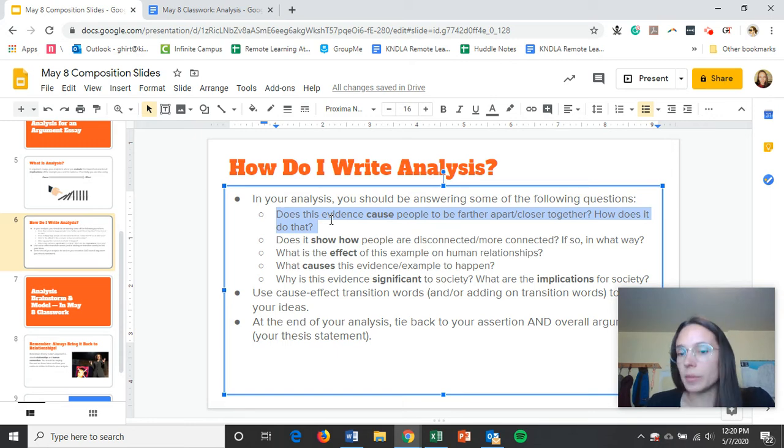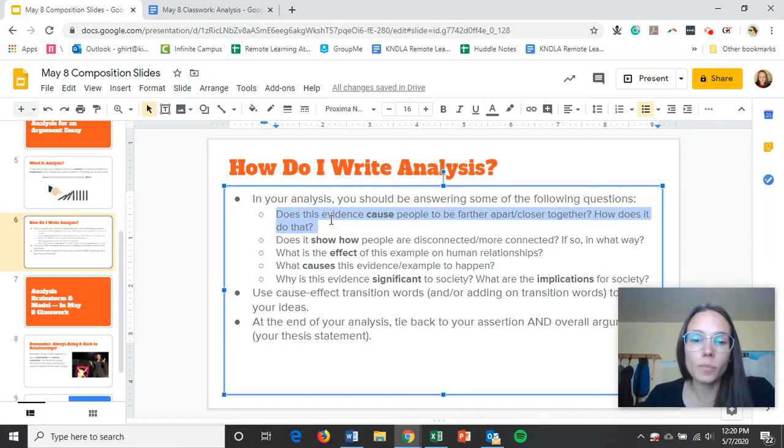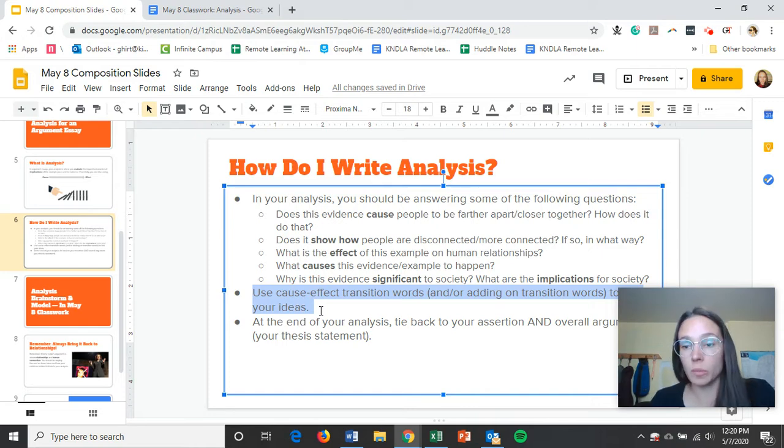You don't have to answer all of them in every analysis, but those are some analysis questions to help you get started. You should be using cause and effect transition words. Also, maybe some adding on transition words, maybe some contrast ones as well, but primarily cause and effect transition words to connect your ideas together, right? Show how they're related. And then at the end of your analysis, you need to tie back to your assertion and your overall argument. So your thesis, right? So you're going from evidence to why am I drawing this particular conclusion, right? Why am I making this claim, my assertion and my thesis based on this evidence?